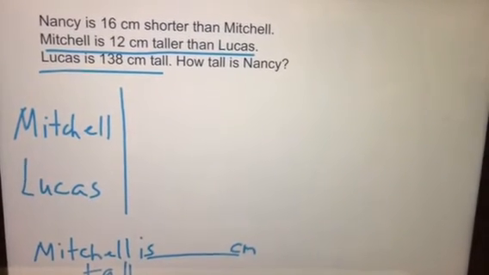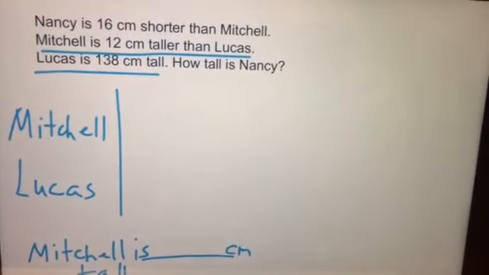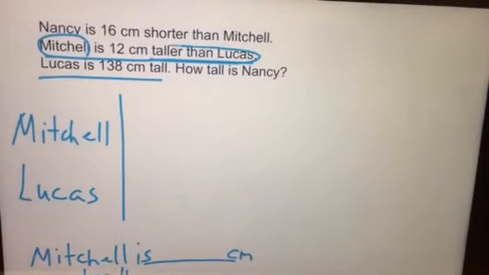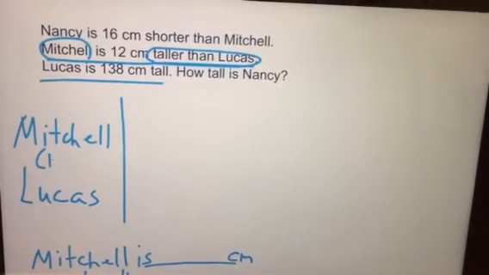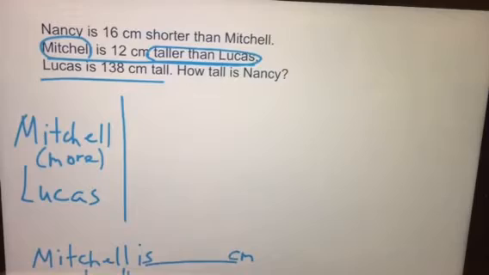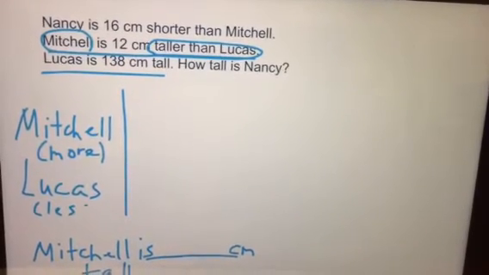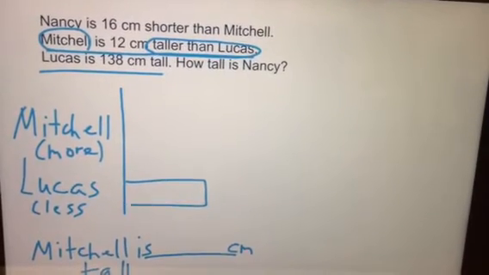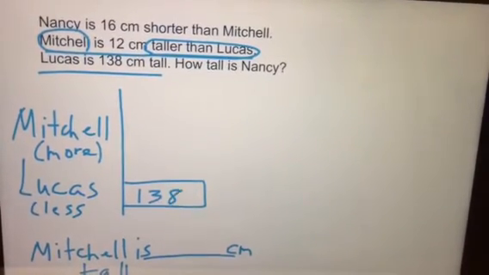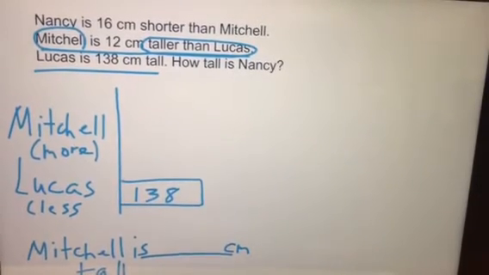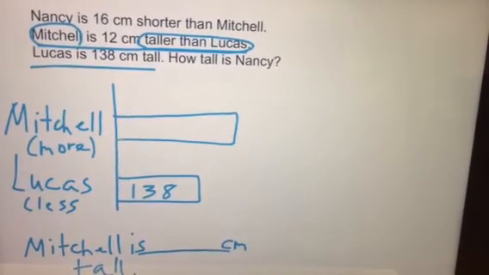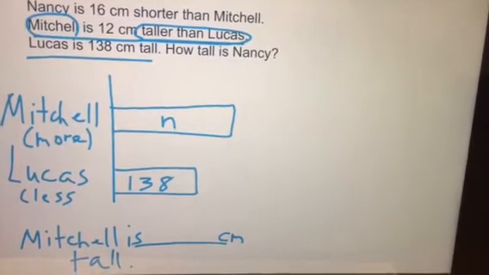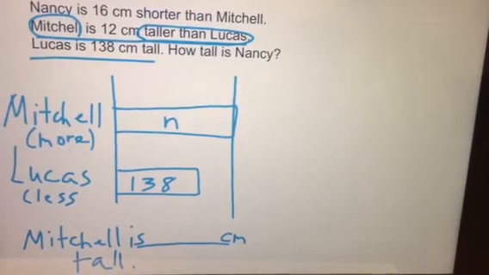Let's go ahead and find out who has more and who has less. Well, it says Mitchell is 12 centimeters taller than Lucas. So Mitchell is more, which means Lucas is less. And we already know for sure that Lucas is 138 centimeters tall. And we know that Mitchell is more. So that is our unknown number. And here's our ending line.